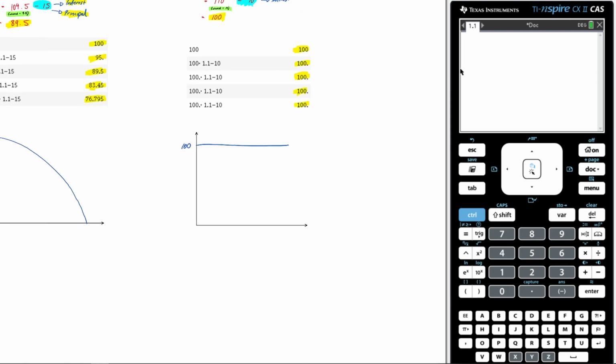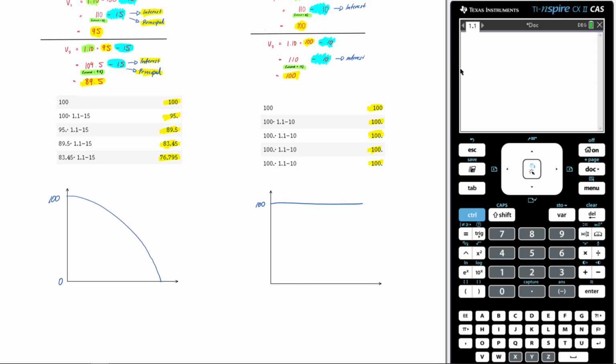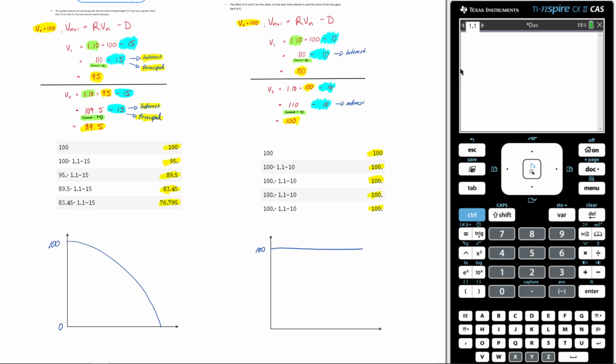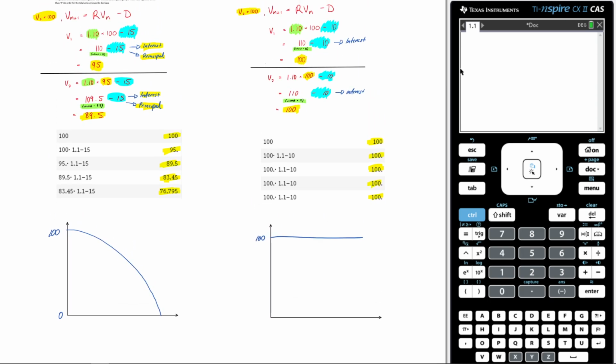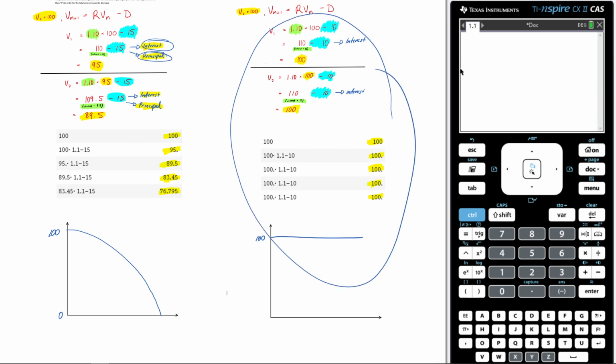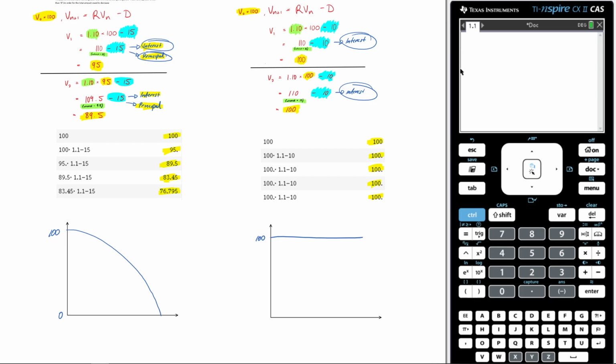So let's now compare the pair between an interest-only loan and a reducing balance loan. Hopefully by seeing these two things side by side, you can see what the difference is. On one of them over here, the reducing balance loan, I'm covering both the interest and the principal. With an interest-only loan, I'm only covering the interest. All right, hopefully that makes sense. Let's now jump back into the notes.